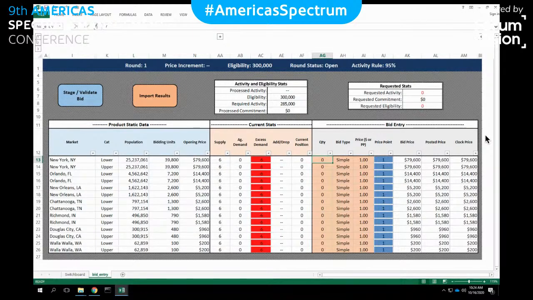So I wanted to quickly cover why we're going over the FCC's clock auction style format. The primary motivating reasons are that the auction has been tremendously successful in the US, and its popularity is increasing around the world. Most recently, we've seen Canada for the 3,500 megahertz auction move away from the CCA to a clock auction, and that trend can continue around the world for other countries as well.